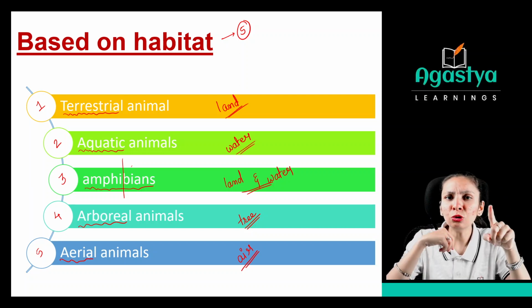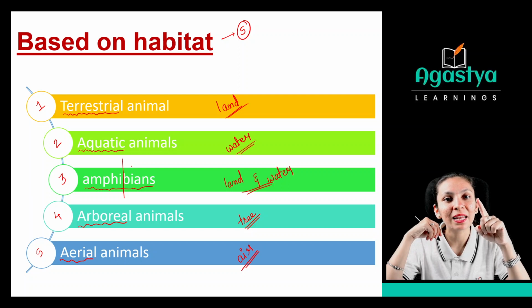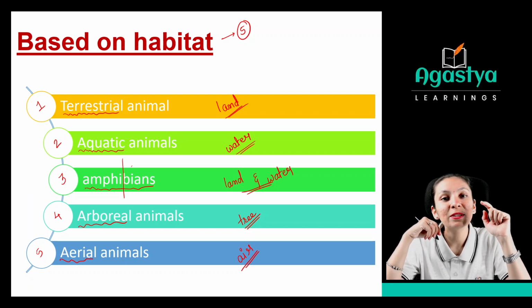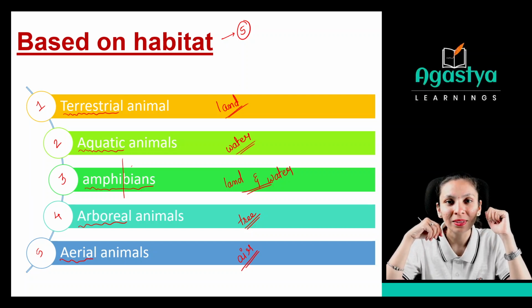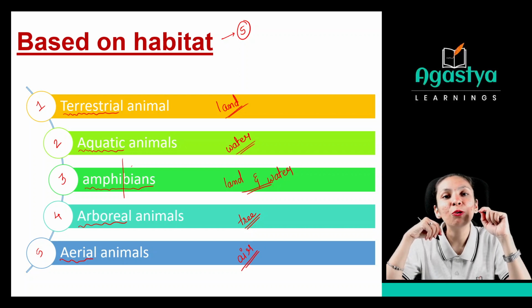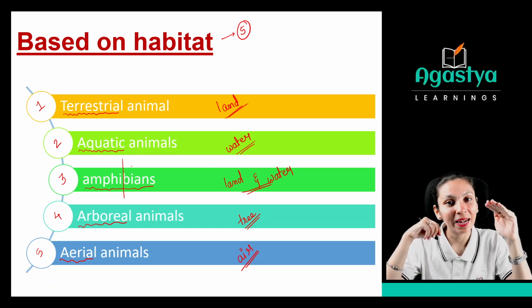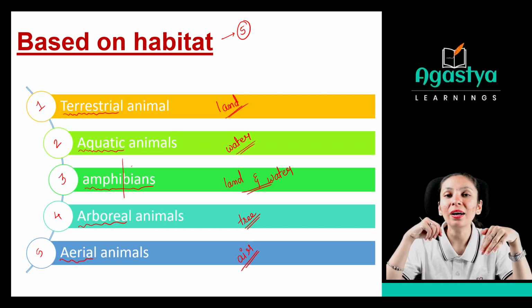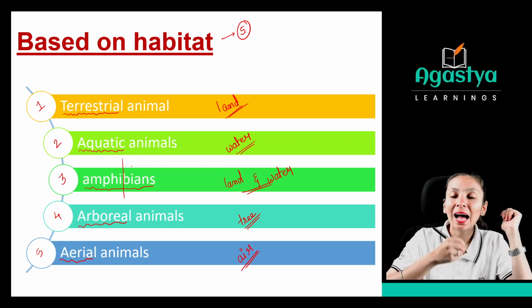Land and water. Do you know any example of an animal which can live in water as well as on land? Yes, you can find frogs, which can live on land as well as inside or in the water. Then arboreal.